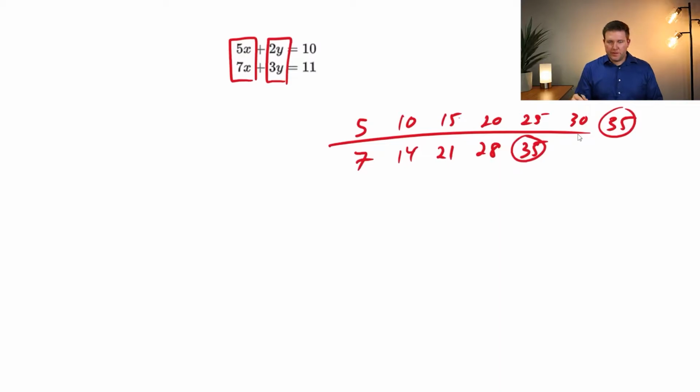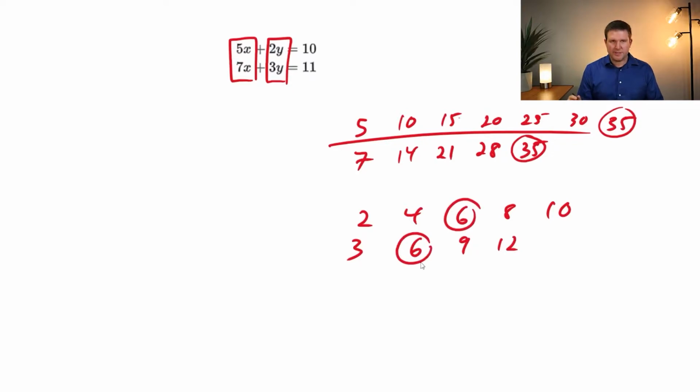This is where we want to bring the x's to, if these are the ones that we're going to eliminate. But if you look at the y's, that's going to be way easier. If you count up by 2s, you've got 2, 4, 6, 8, 10, and so on, and 3, 6, 9, 12. And if you look how early these meet up, it's going to be way easier to cancel the y's. So let's go ahead and do that.